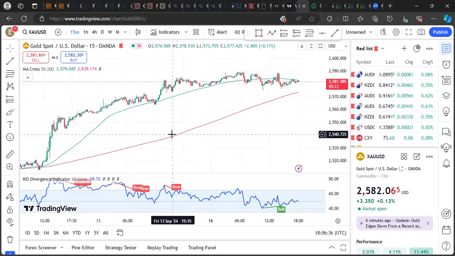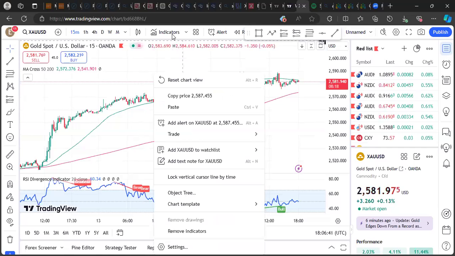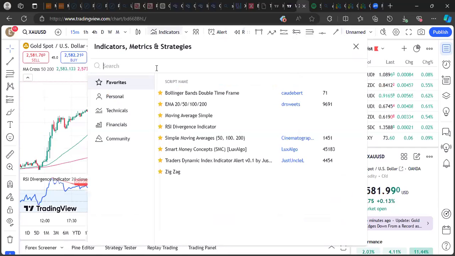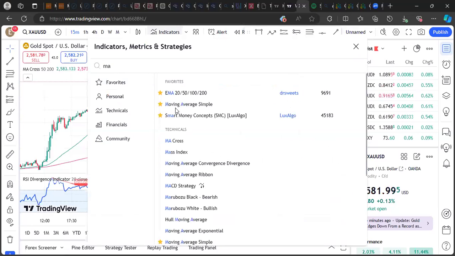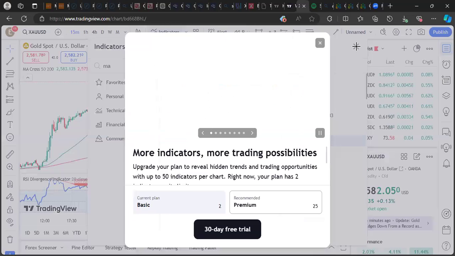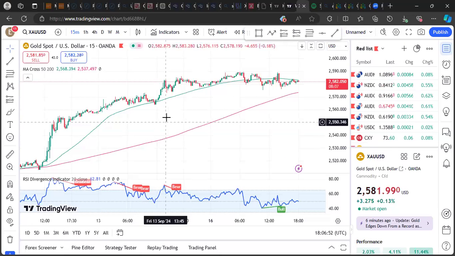You can set this up on your MT4 or MT5. And to do this on TradingView, just go to indicators. I like to use the MA cross. Then you can actually put in the 2 moving averages.